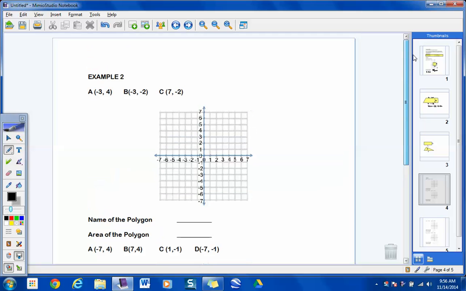Example 2 at the top. Here we go. First of all, how many vertices are there to example 2? There's 3 vertices, A, B, and C, right? So what's your guess on the shape that we're going to form here? Probably a triangle. Let's check it out.